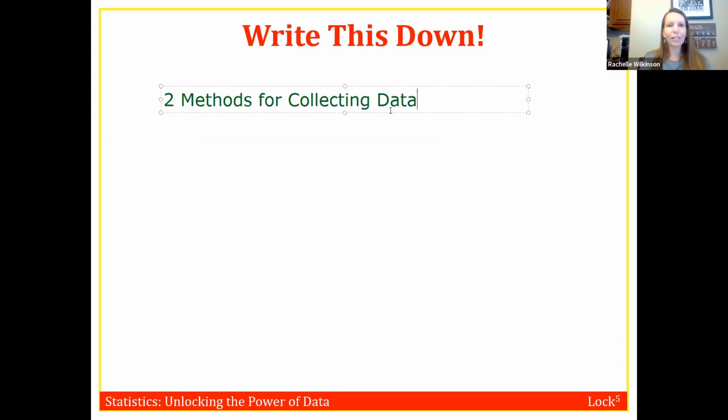Okay, so there are two methods for collecting data. The first method is an observational study. In an observational study, we're going to observe individuals, measure characteristics of interest, but we do not actively control the value of any variable.